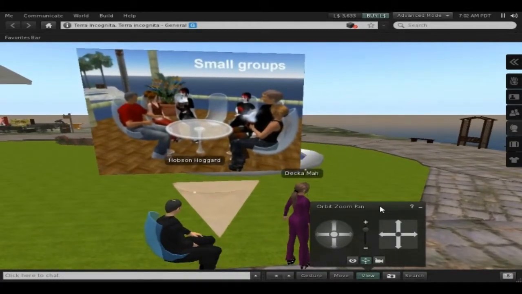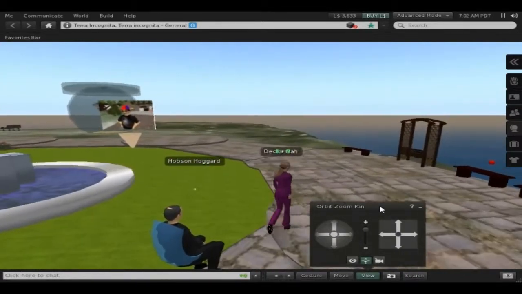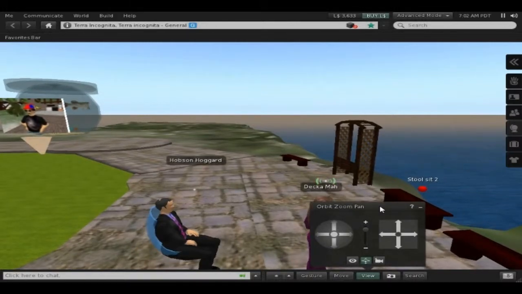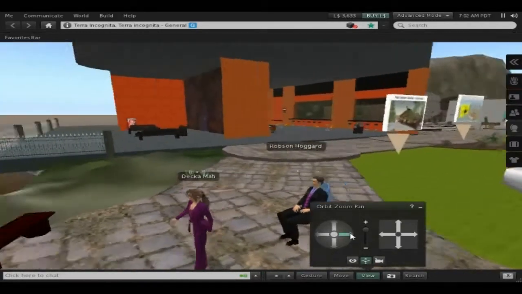So by creating an environment that's quite realistic, people commit to the place and to their avatar as a representation of themselves.